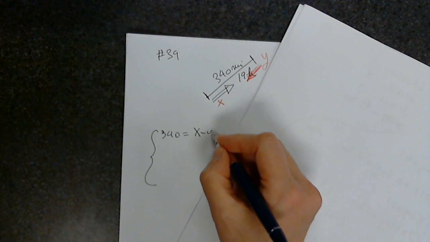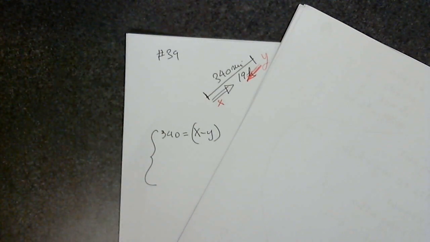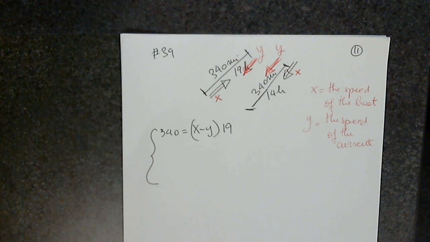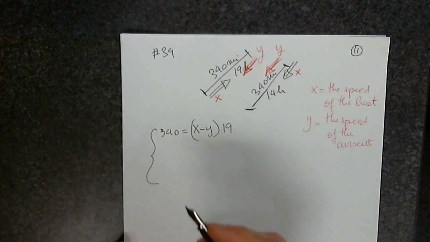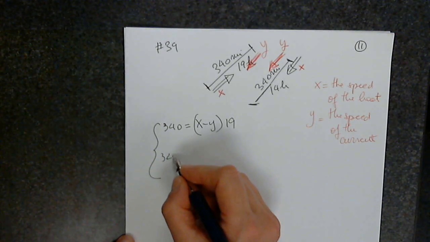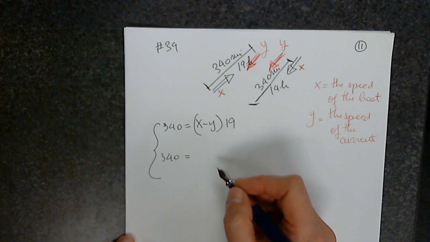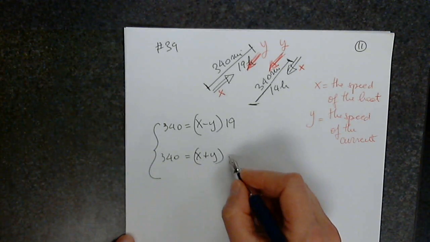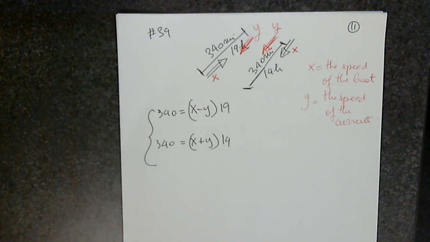Oh my god, I'm so upset right now. Multiplied by? 19? Exactly. Oh man. Forget about the first scenario. I need an equation for the second scenario. 340. X plus y is times, of course, 14. Exactly.